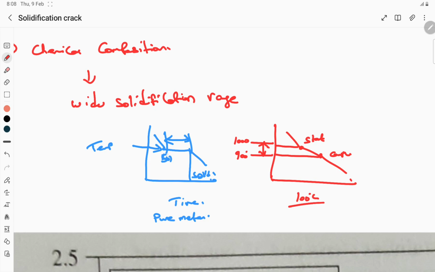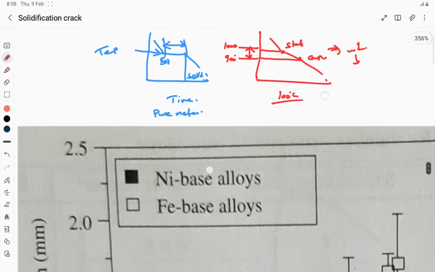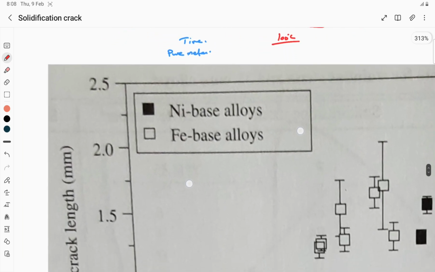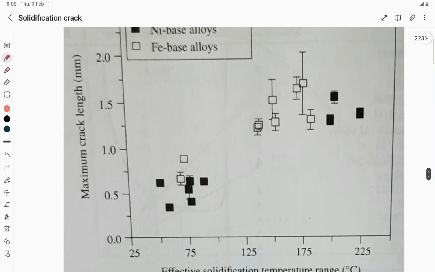Whereas here, it starts and ends at the same temperature. Since an alloy has a wider solidification temperature range, it will result in formation of solidification crack. This is one of the important problems with alloys. We use many alloys since they give better mechanical and corrosion properties, but when we try to weld them, solidification cracks form because of their wider solidification temperature range.